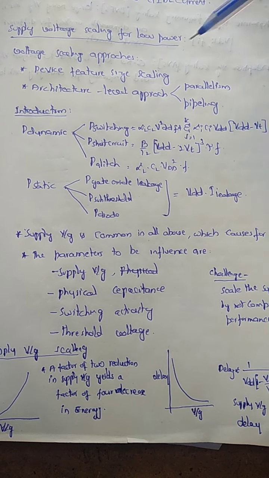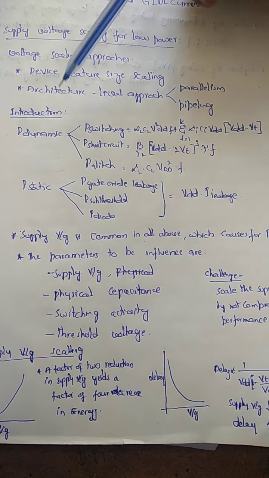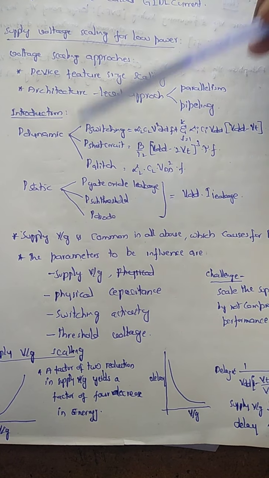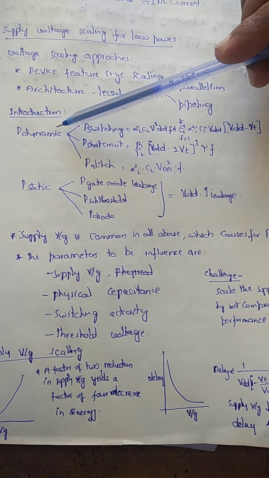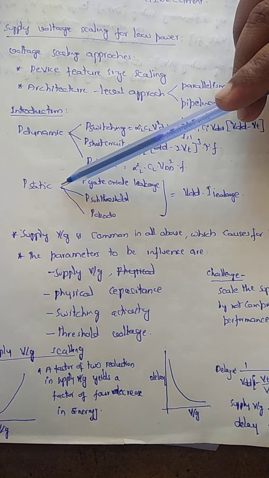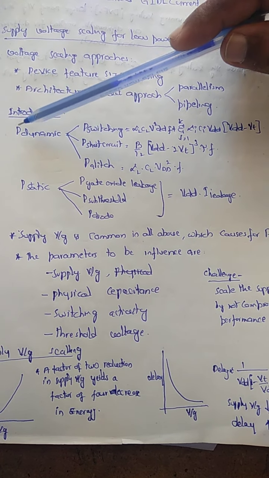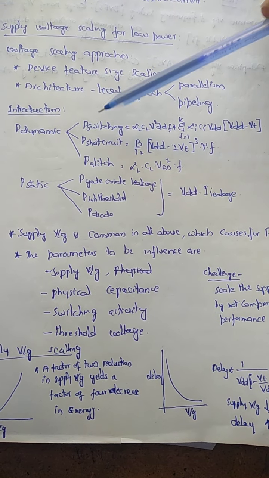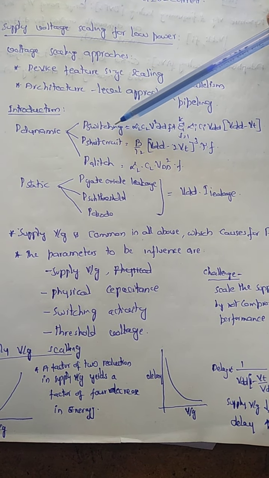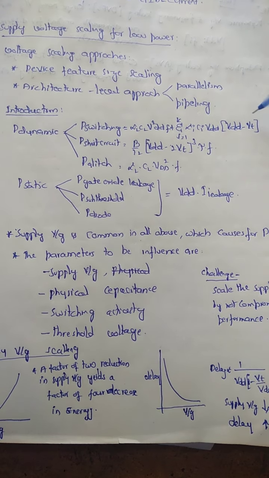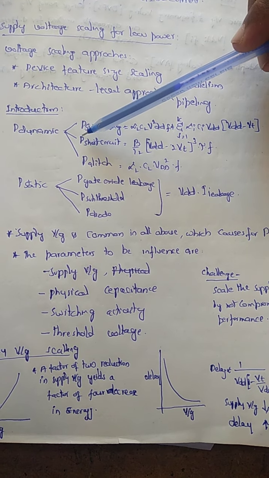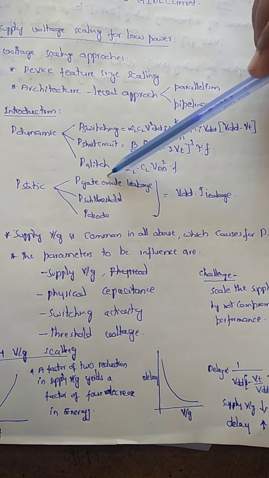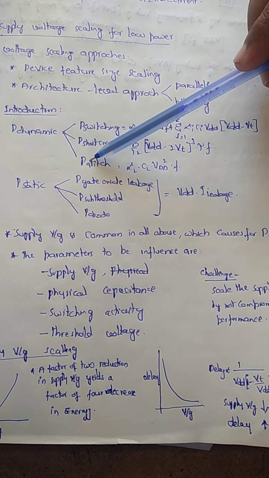In the introduction, from the sources of power dissipation in CMOS circuits, we have two types. One is dynamic, another one is static. The dynamic power dissipation covers power dissipation with respect to switching. This is the expression. Then power dissipation with respect to the short circuit, and power dissipation with respect to the glitch.